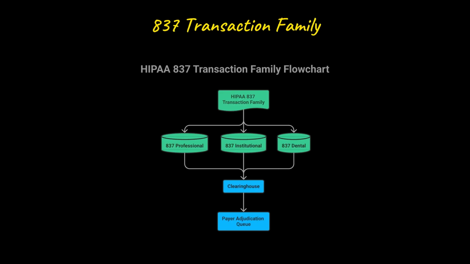In practice, the billing system automatically generates the correct 837 format based on claim type, and the clearinghouse routes it to the appropriate payer queue. The format distinction is invisible at the front desk, but determines exactly which data elements must be captured during registration and the encounter to produce a valid claim.